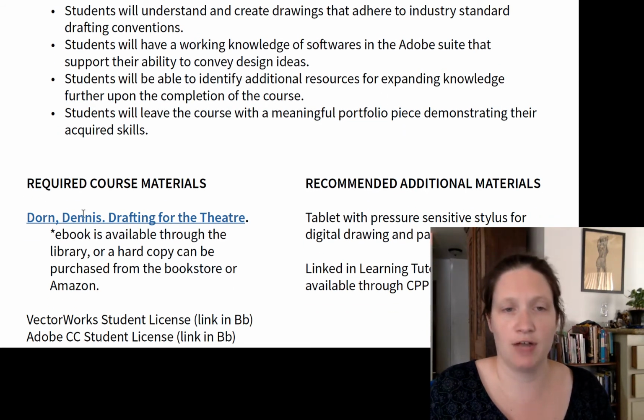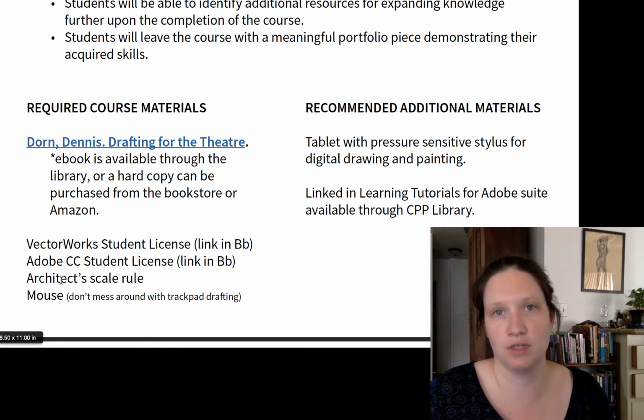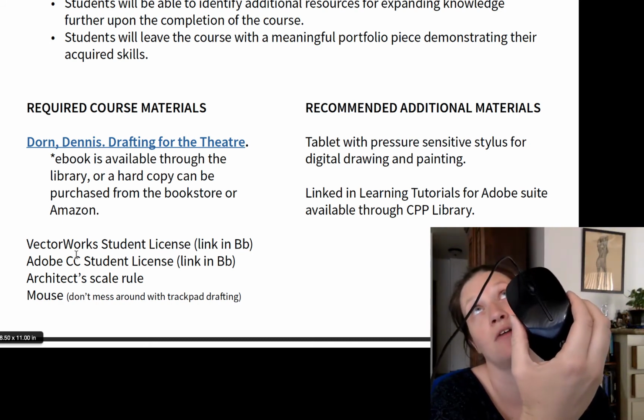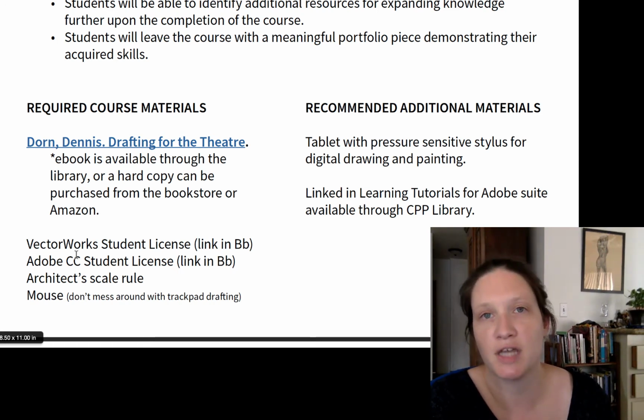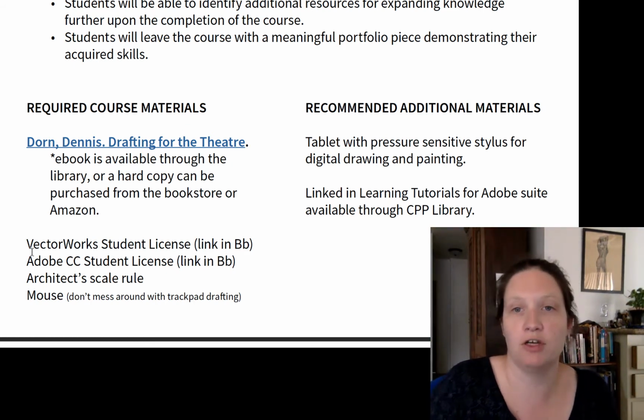You got your drafting for the theater book, same book we used in hand drafting. Your Vectorworks student license, your Adobe Creative Cloud student license. I want you to have a scale rule. It's really just useful and convenient. Get a mouse. Get a mouse. Please, for the love of God, get a mouse. Please, for my sanity. It's just so much easier. There's a lot of things that we do by right-clicking, and having a mouse is 100% worth it. I like the kind with a wire because I don't want to mess with batteries, but you do you.